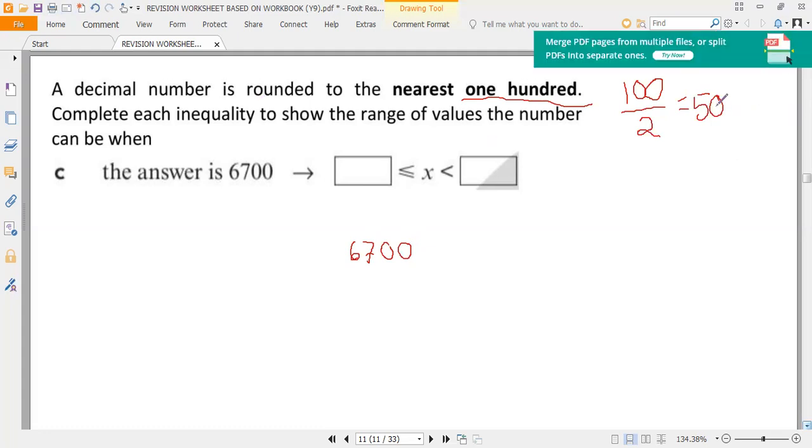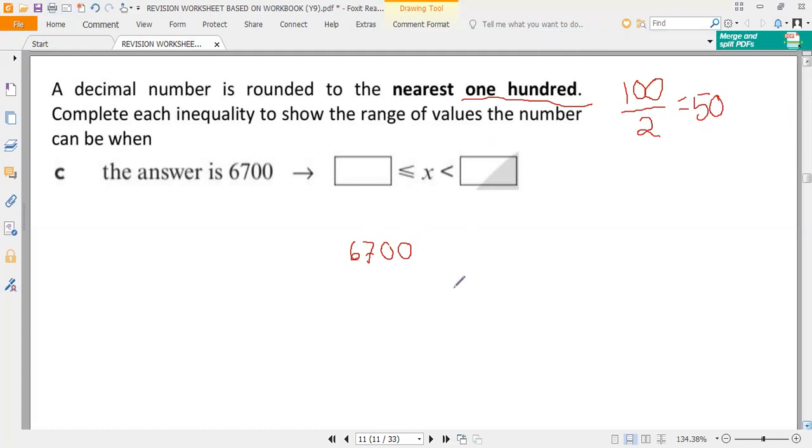What you can do is take the 50 that we already calculated earlier, minus 50 to get the lower bound, and plus 50 to get the upper bound. It's that easy. If it is the nearest 10, for example, 10 divided by 2 is 5, so minus 5 and plus 5. If it is the nearest 1,000, 1,000 divided by 2, minus 500 plus 500. It's a very easy concept.